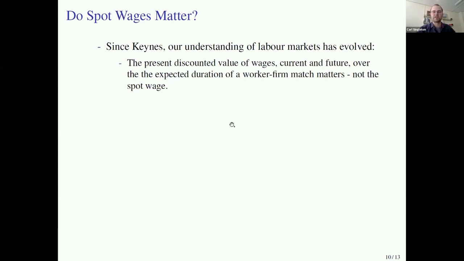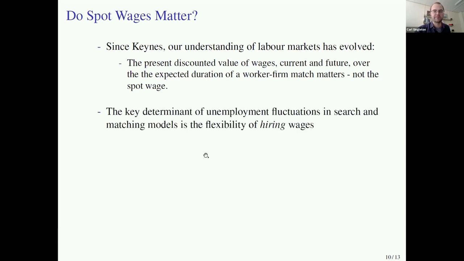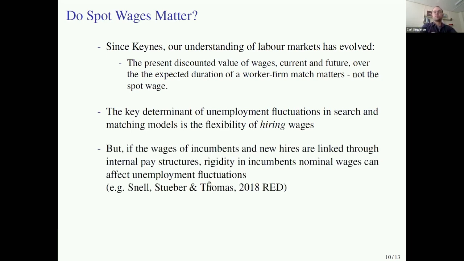So our study is based on spot wages. An argument could be that this doesn't matter, that downward nominal wage rigidity doesn't matter a lot because it doesn't affect the present value of a wage in a worker-firm match. It's also true that we focused on job stayer wages, but most models and theories suggest that the key determinant of employment fluctuations is the hiring wage, not the job stayer wage. So why might our study of spot wages still matter for macroeconomic questions? One theory that we like and focus on is that if the wages of incumbents and new hires within firms are linked through internal pay structures, then rigidity in incumbent workers' nominal wages can still affect unemployment fluctuations through those links in internal pay structures.